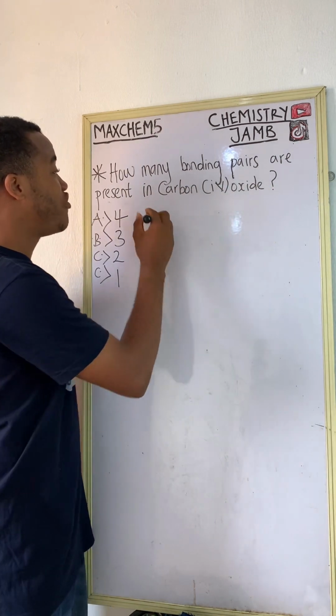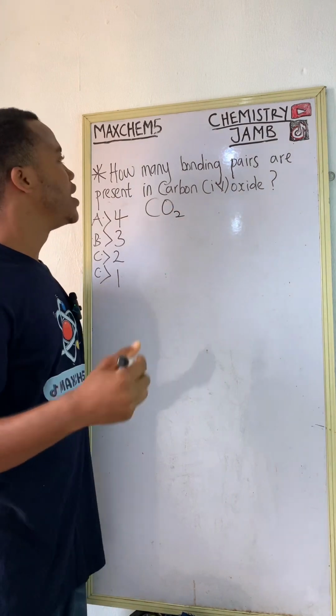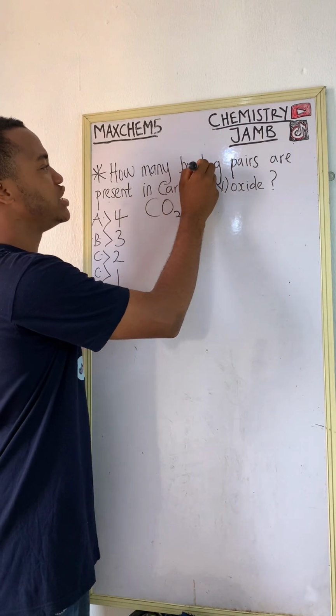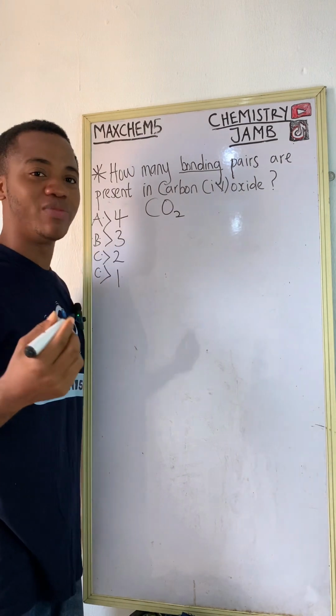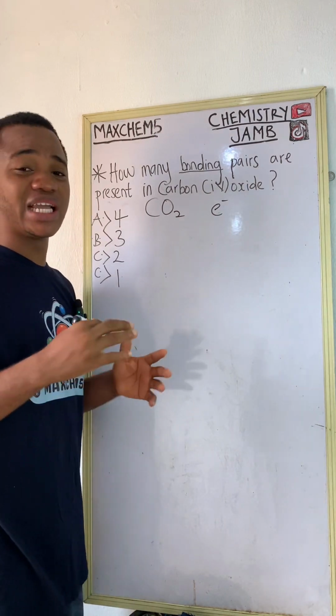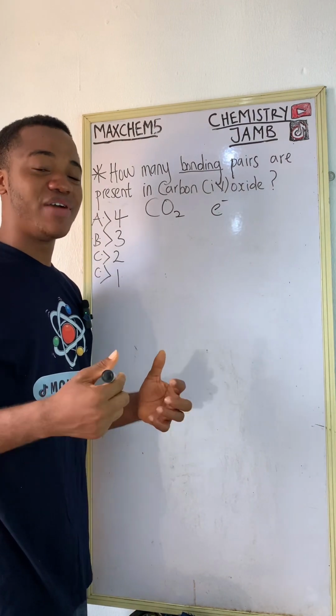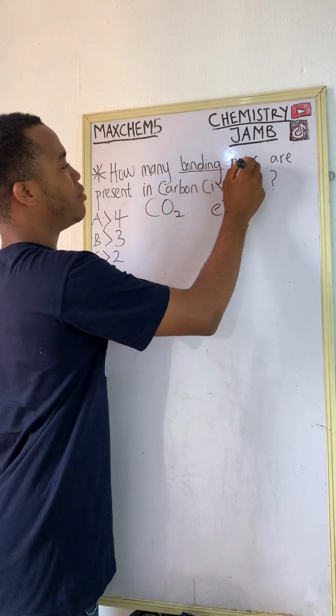As we all know, the chemical formula for carbon 4 oxide is CO2, right? CO2. Now, they are asking about bonding. And anytime you hear anything about bonding, the first thing that should come to your mind is electrons, right? Electrons, because electrons take part in bonding. Electrons are responsible for bonding of elements. Now, see another term, pairs.